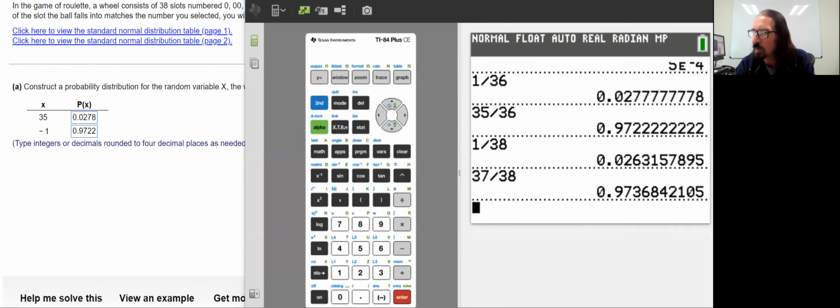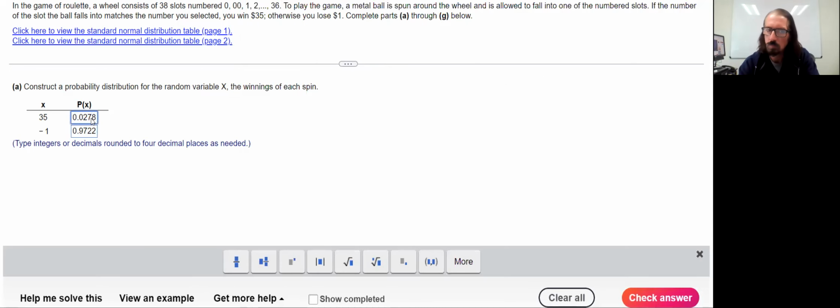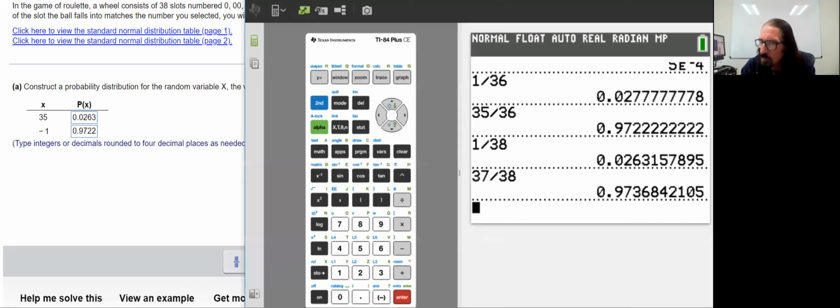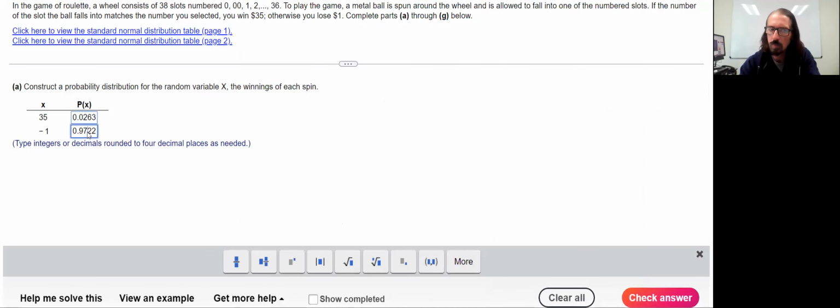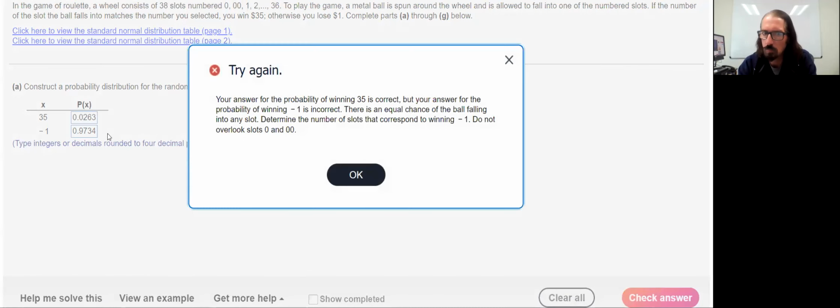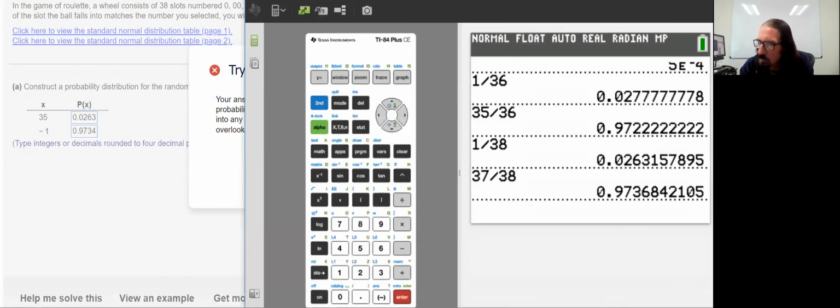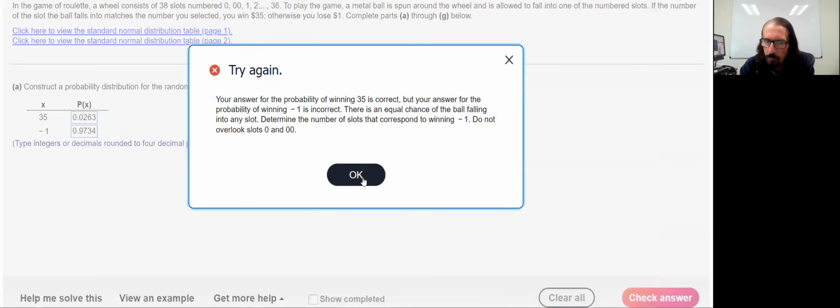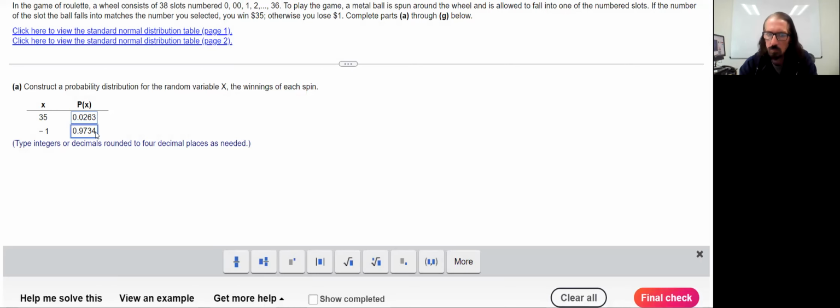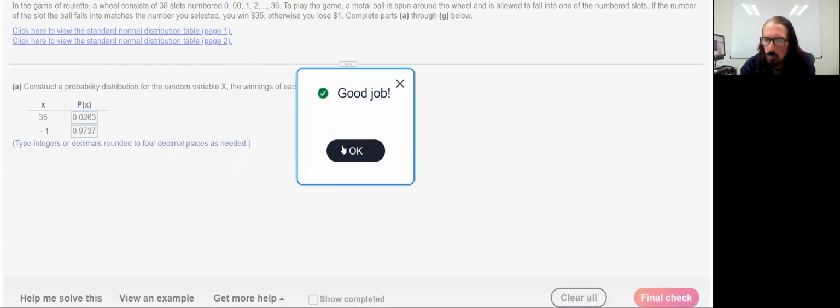There are 38 slots. Okay, so let's try 0.0263. And 0.9734. .9737. Okay.